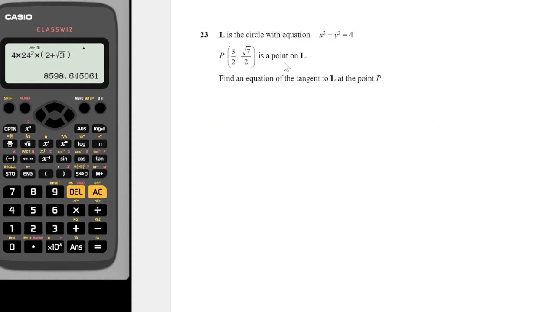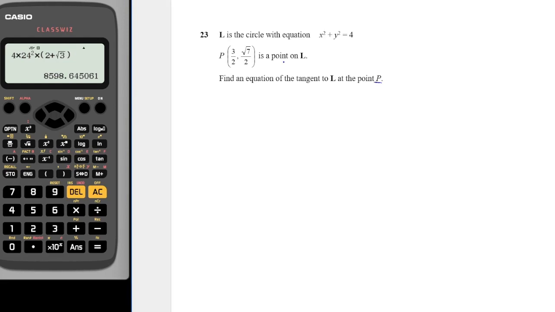Okay, question 23. L is the circle with equation x squared plus y squared equals 4. P is the coordinate 3 over 2, minus root 7 over 2, which is a point on L. Find an equation for the tangent to L at point P.